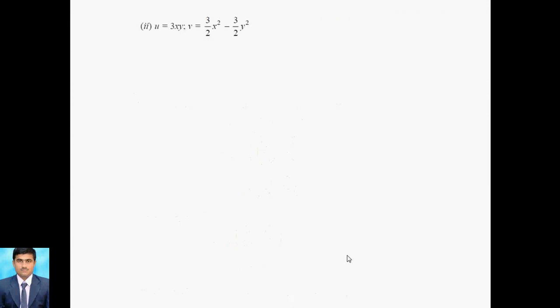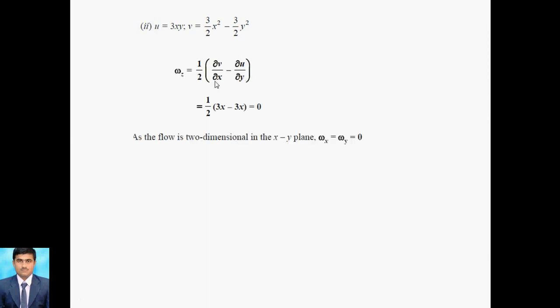Okay. Now we move to the second problem. u is equal to 3xy, v is equal to 3/2 x square minus 3/2 y square, and the component is wz because x and y are there. So I can take the component wz, with dou u by dou x and dou u by dou y. After putting these values over here, we get 0. That means it is an irrotational flow.